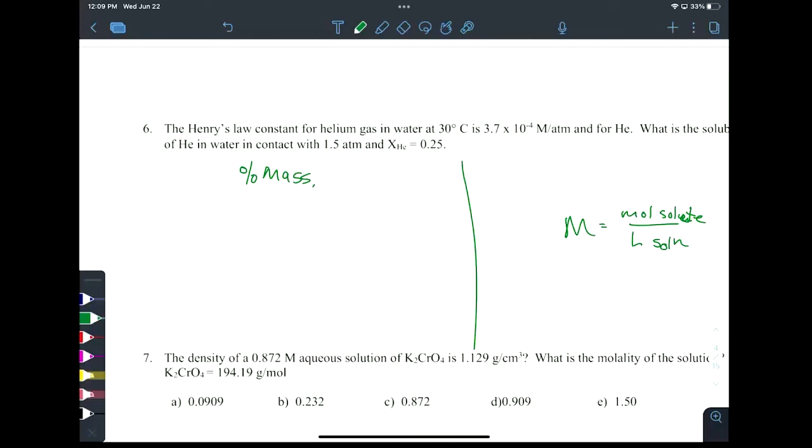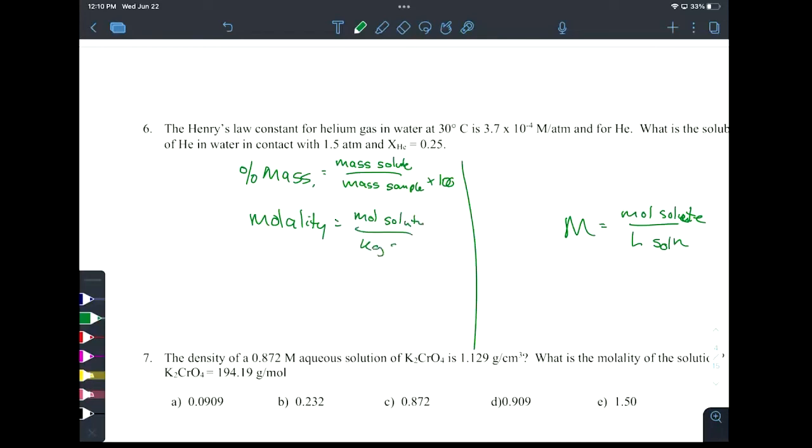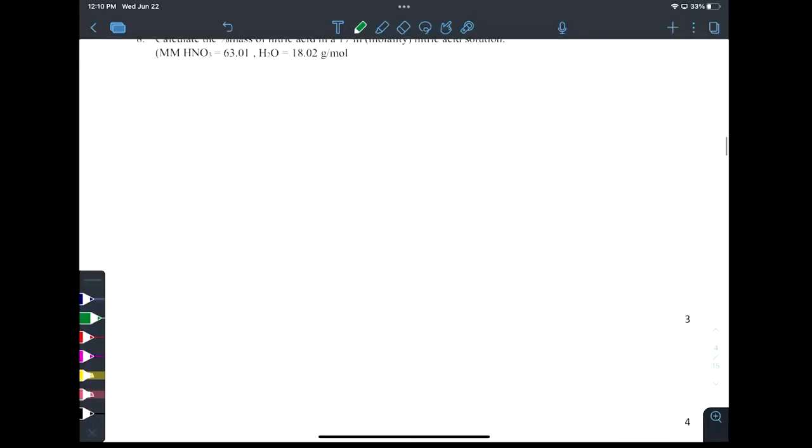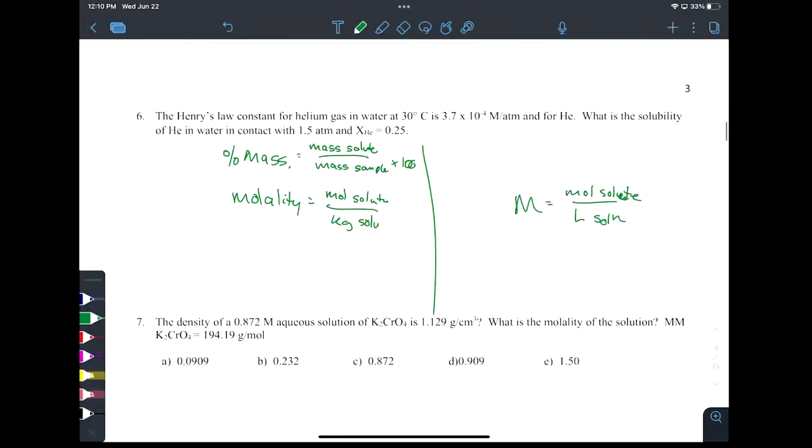What else do we talk about? We talk about molality. Oh, so maybe I should say mass solute over mass sample times 100. We talked about molality, which is moles of solute over kilograms of solvent. What else did we talk about? What other ones are in here? So there's percent mass, mole fraction. We did that one, mole fraction. So we'll just say of the solute. That is moles of your solute over total moles of your sample.